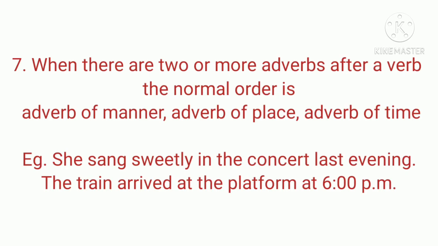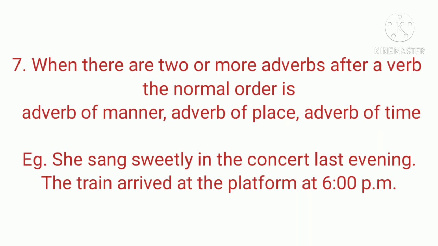Moving now to the seventh one. When there are two or more adverbs after a verb, the normal order is adverb of manner, then adverb of place, and then adverb of time. Example, she sang sweetly in the concert last evening. Now here you can see sweetly is adverb of manner, then adverb of place is added there in the concert, and then adverb of time, that is last evening.